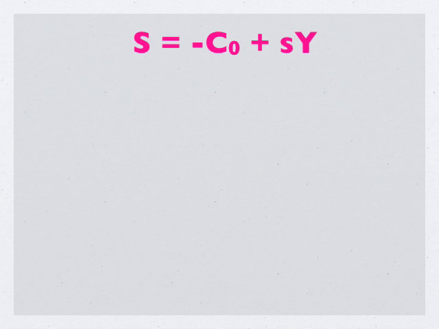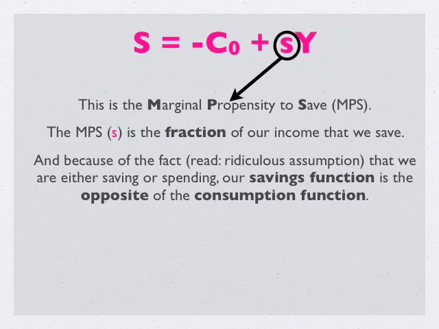So there's the savings function. It's got a clever name after the consumption function. It's replaced consumption with savings. And that little s, remember little c, now it's a little s, is the marginal propensity to save, the MPS. Right? So that's the fraction of our income that we save. And because of the ridiculous assumption that we're either saving or spending, our savings function is just the opposite of the consumption function. So if you can remember one, you can remember the other.